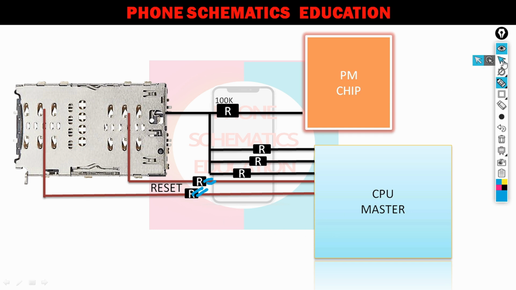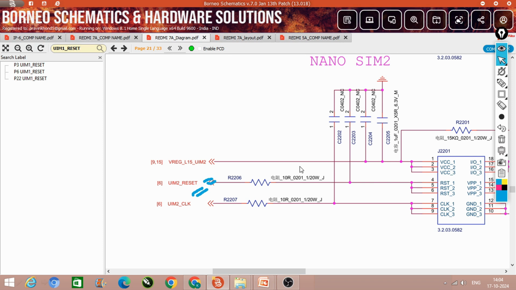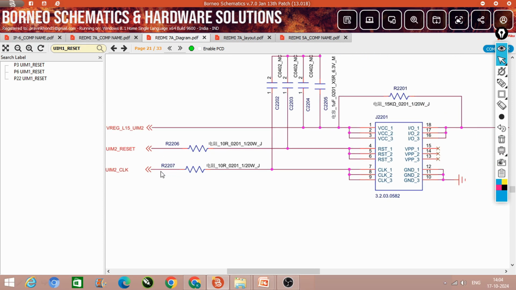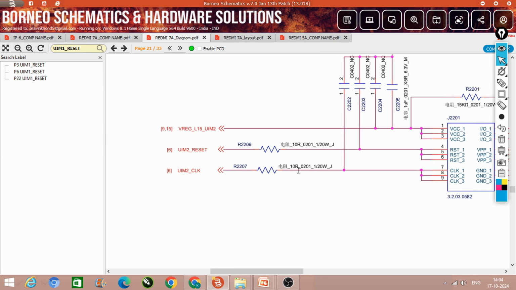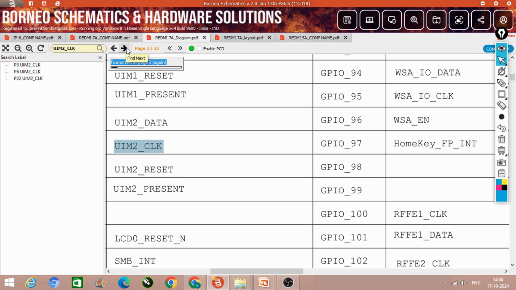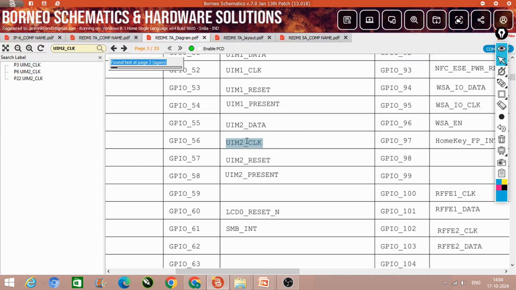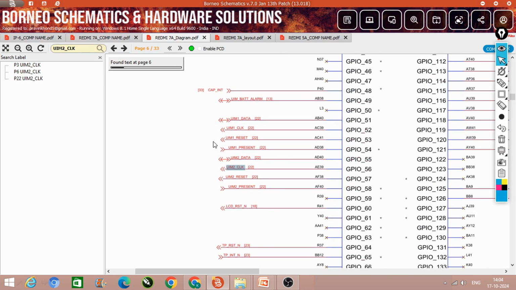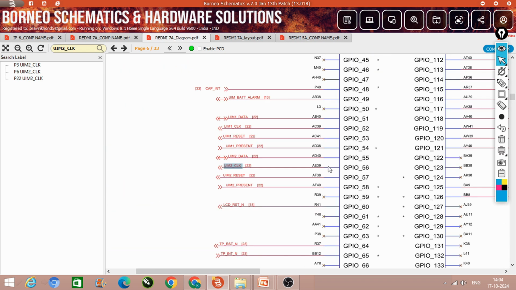Now again, back to go to the Borneo. Now clear this thing. Now after the reset, there is a CLK with a 10 ohm resistance. Now copy this line. Clock. Right? Now next, this line also goes to the GPIO section. Right? Clear? Wall number 56. AE39. Clear?